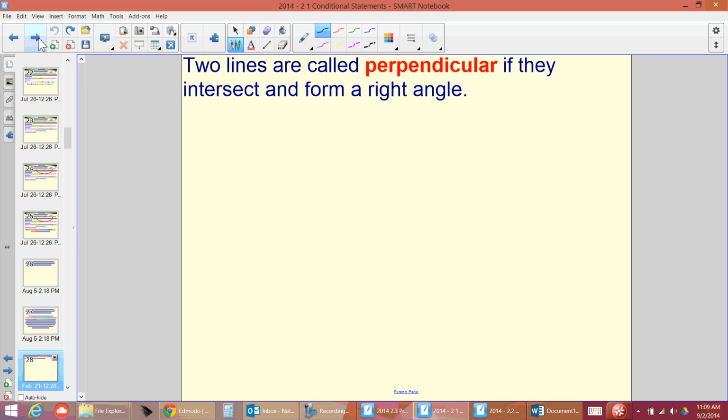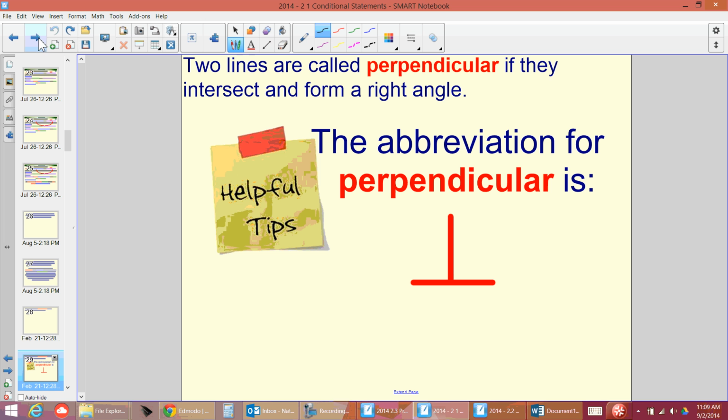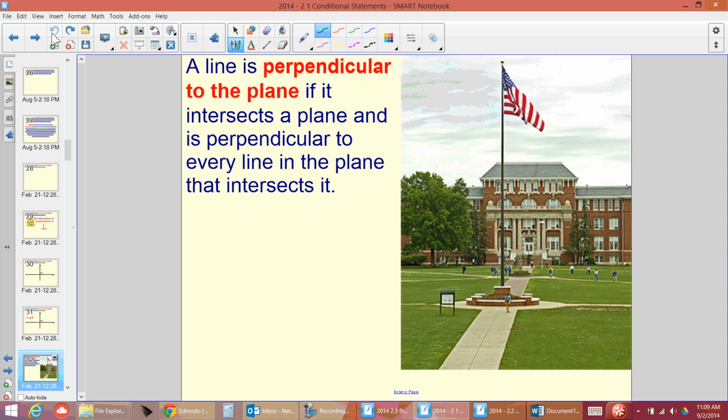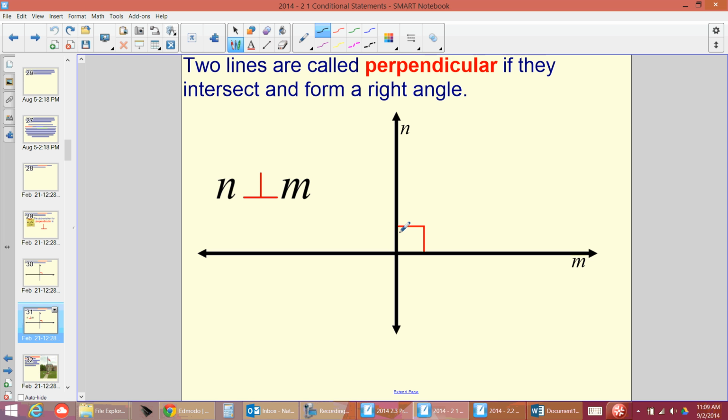So if we talk right here, two lines are called perpendicular if they intersect to form right angles. The abbreviation for perpendicular is an upside down T. We've talked about this in class before. So two lines are perpendicular if they form a right angle. You've got the little shape here, that means perpendicular. You've got the upside down T.